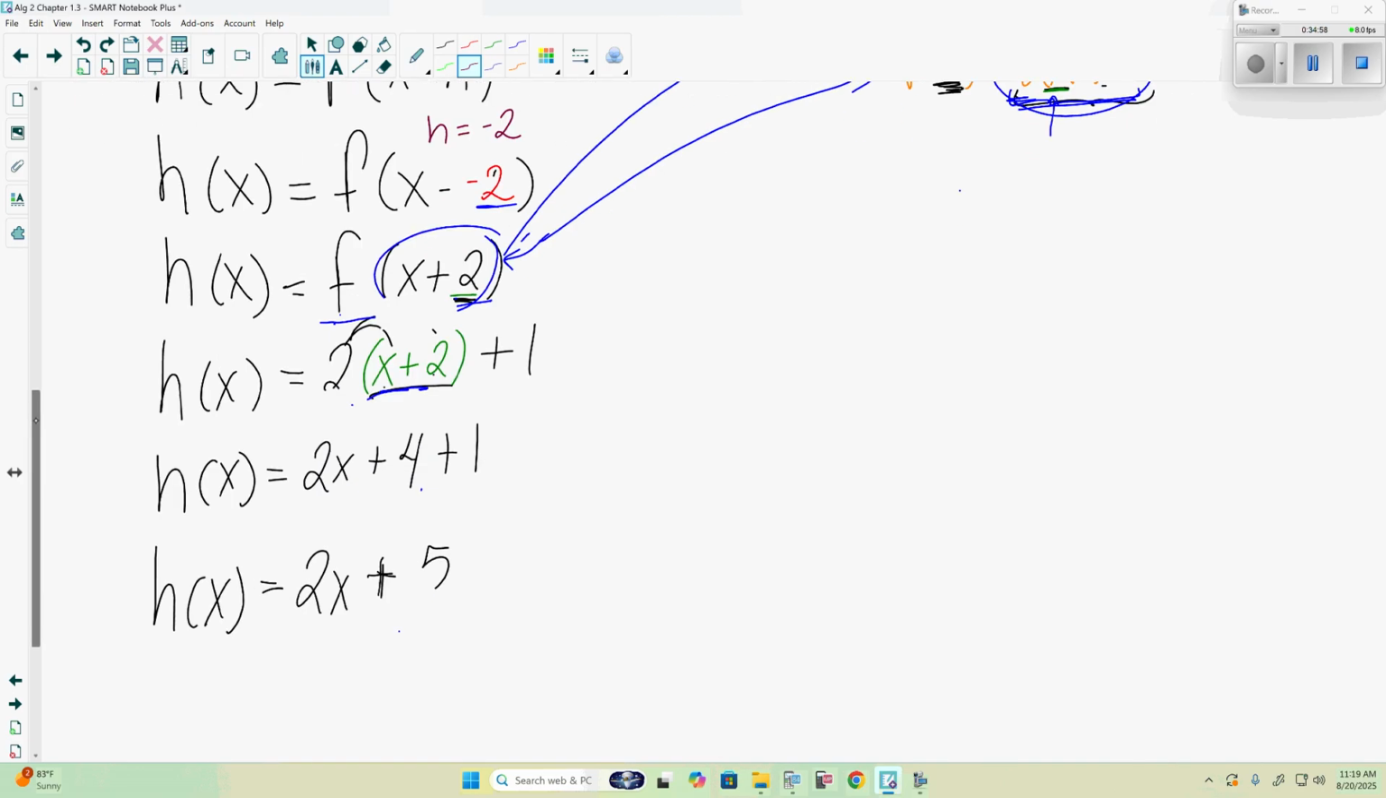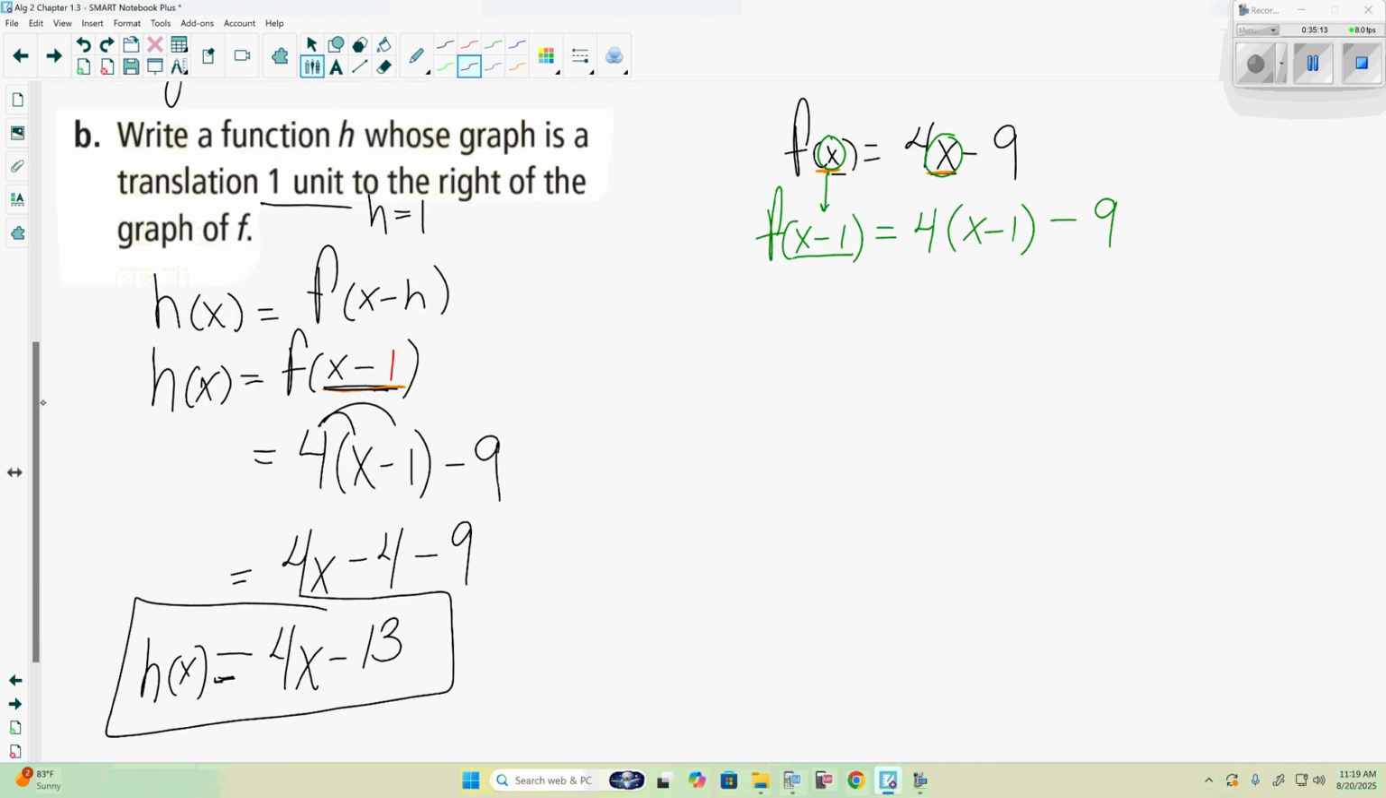And that minus h is why, especially when we're describing the transformation, it's the opposite of what it looks like. Because here, left, we have that minus negative 2. That negative and negative made the positive. On this last one, we had right 1. H is positive 1. But in the function notation, when we write it, we have that x minus 1. It makes it look like it's going the other direction. Any other questions on this here?